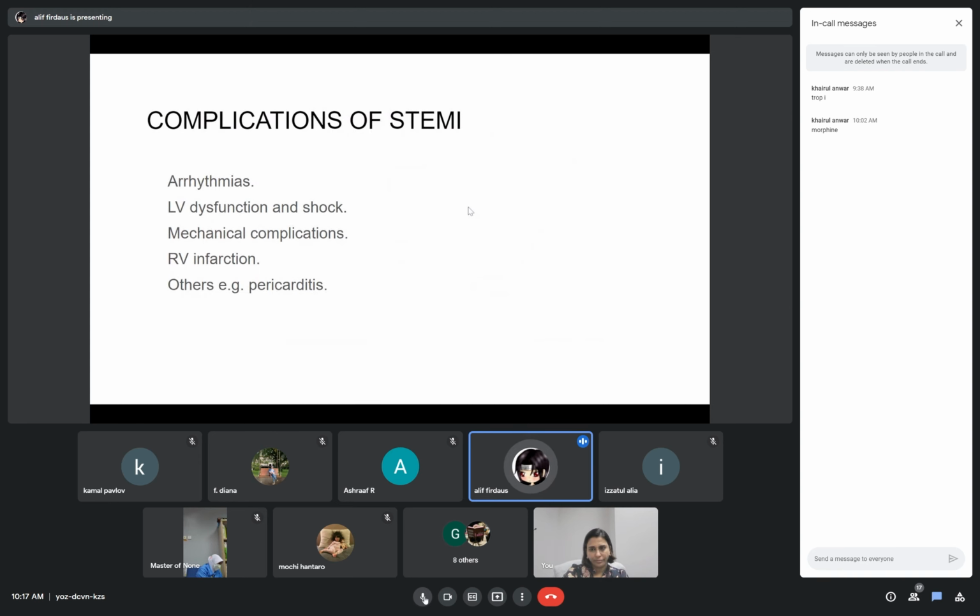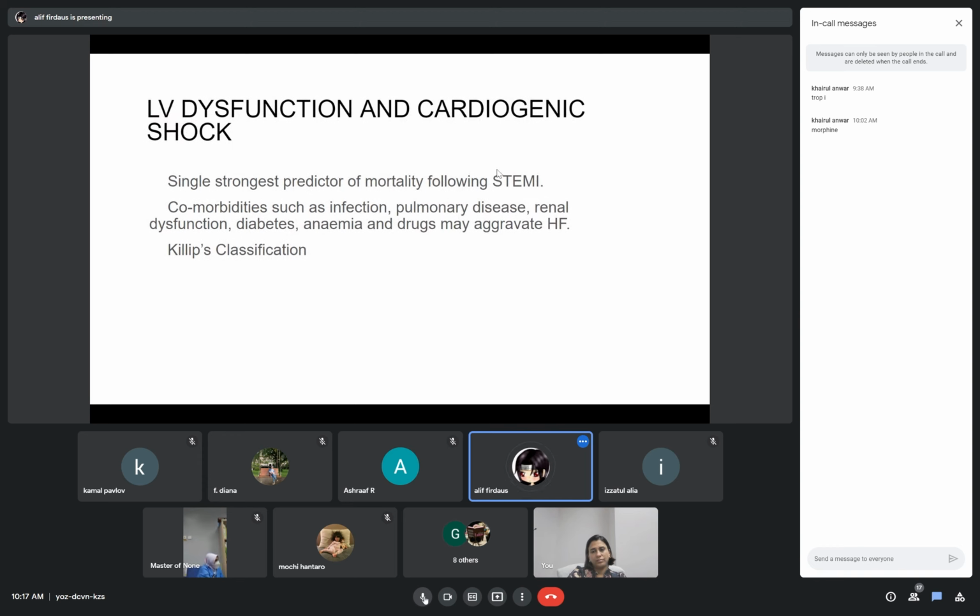What are the complications of ST elevation MI? After the patient gets ST elevation MI, the patient might get arrhythmias, left ventricular dysfunction and shock, mechanical complications, right ventricular infarction, or pericarditis. As for the single strongest predictor of mortality following ST elevation MI, if the patient has comorbidities like infection, pulmonary disease, or diabetes, these might aggravate heart failure.